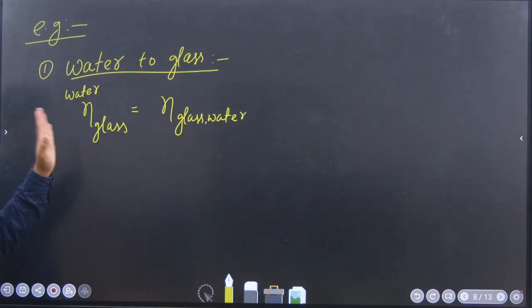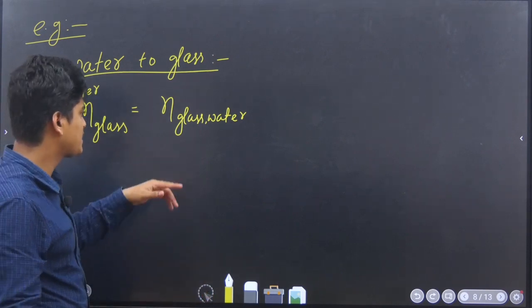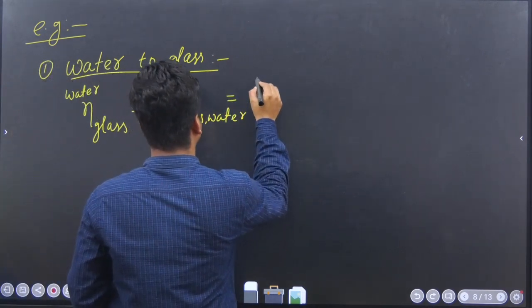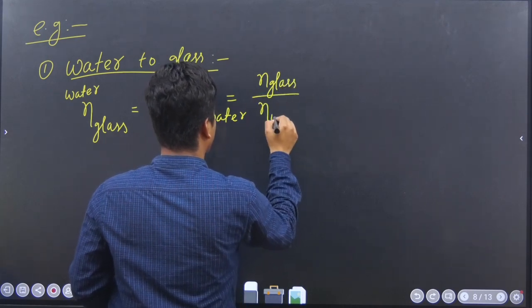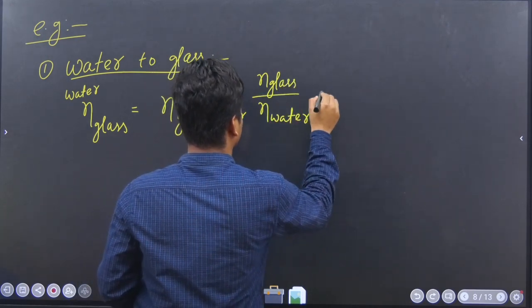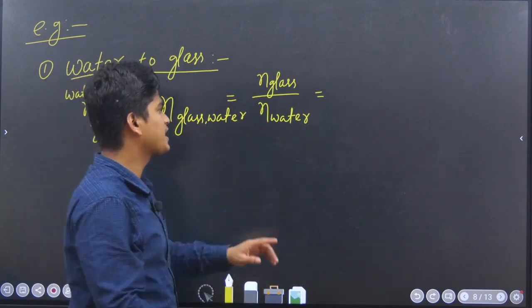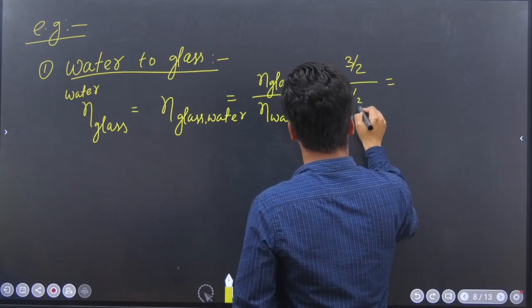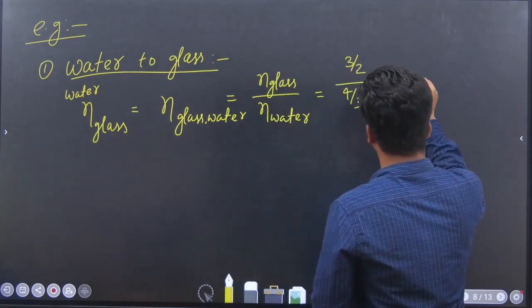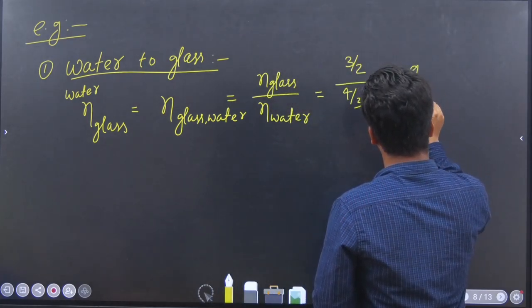Okay, glass water. So the refractive index glass water, what is this one? Now this is nothing but the refractive index of glass by the refractive index of water. So just now we calculated the refractive index of glass, how much is that? That is your 3 by 2, and this is your 4 by 3. Now here how much? If you check this one, it will come to 9 by 8.